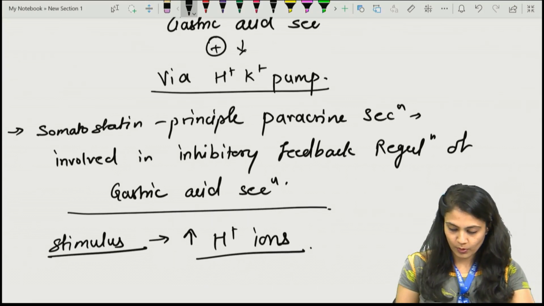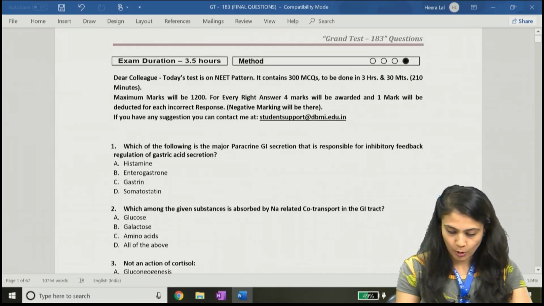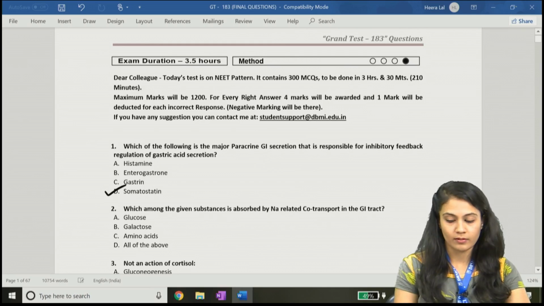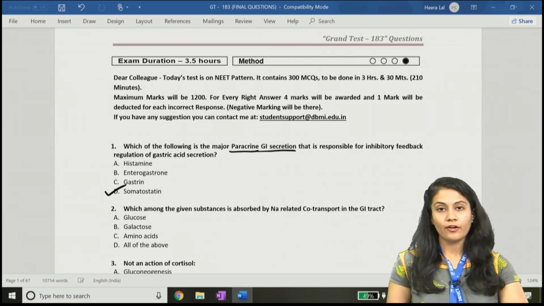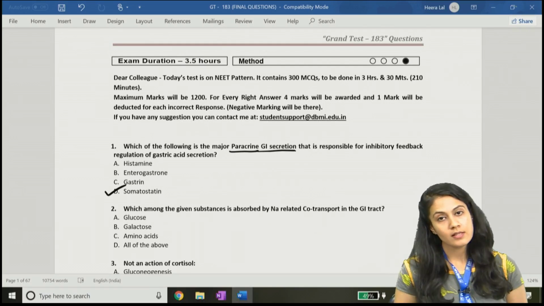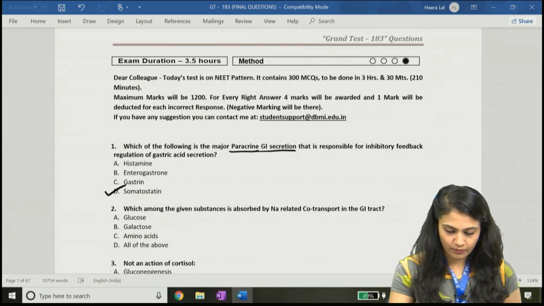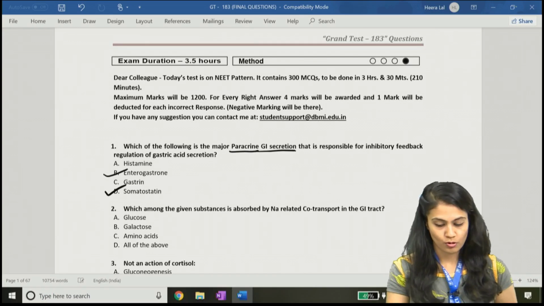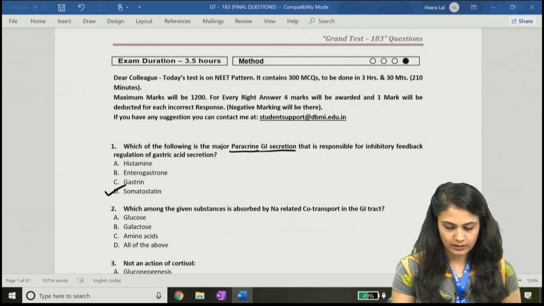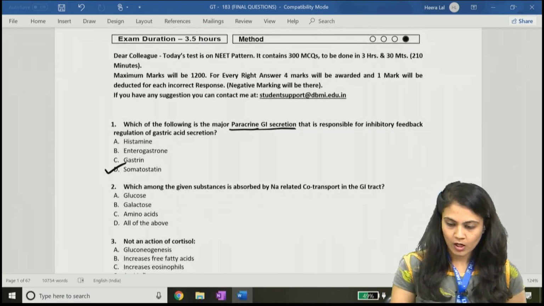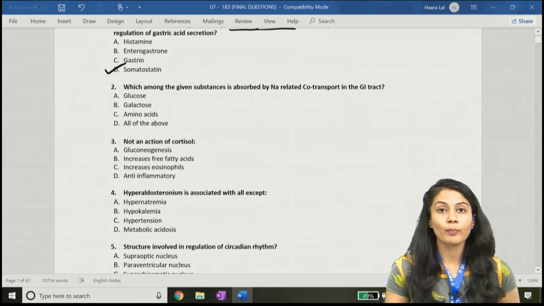So the answer to our question is option D, somatostatin, because they ask about the paracrine GI secretion. If they asked about the endocrine secretion, then we would have gone for enterogastrone, but right now the answer here is somatostatin. Moving to the next question, question number 2.